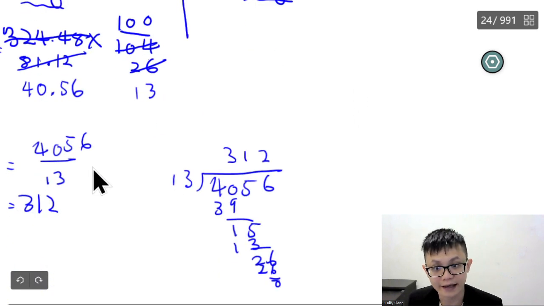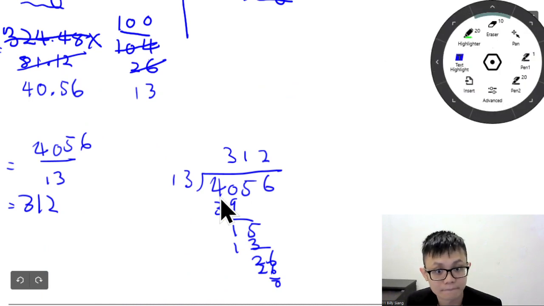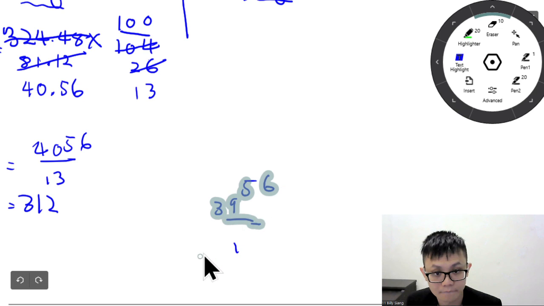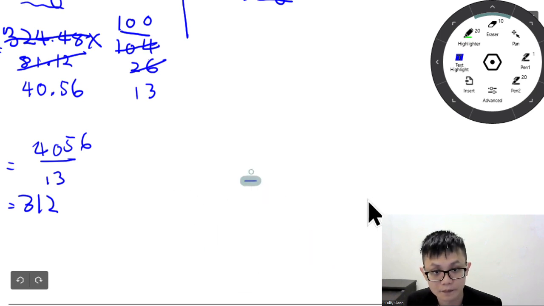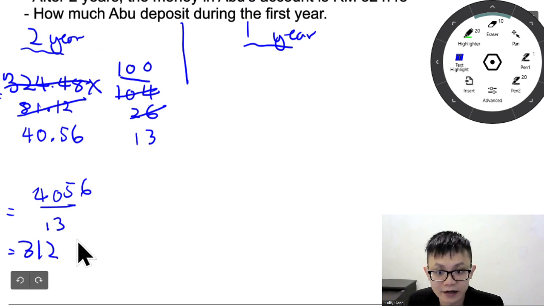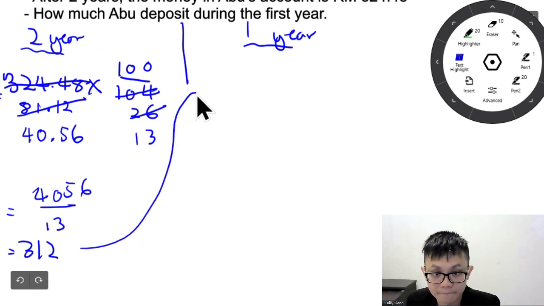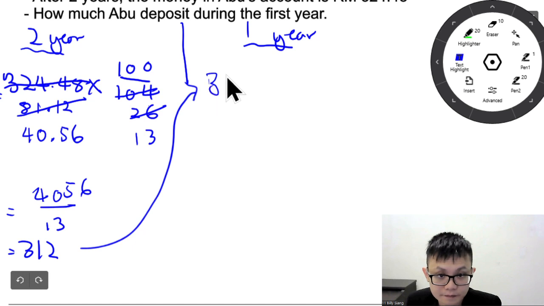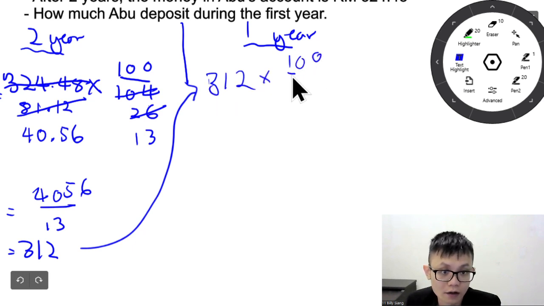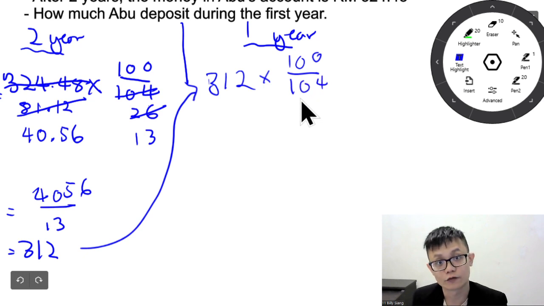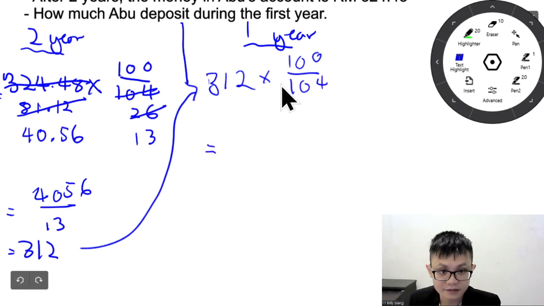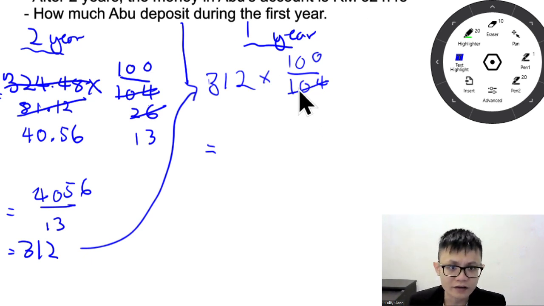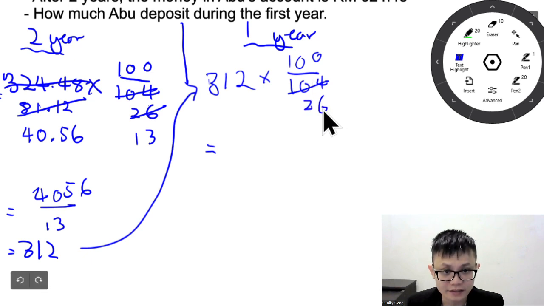Again, I do the same thing here. Let me erase this one first. Okay, we need to do it here for the first year. So 312 times 100 over 104 because it's 4%. So let's divide it by probably 4. You get 26, correct or not?